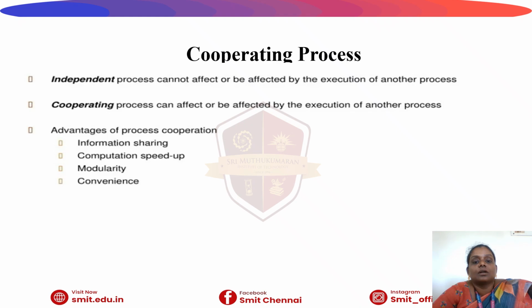Cooperating processes are nothing but processes that work together. A process can be independent or cooperating. An independent process cannot affect or be affected by the execution of another process, and a cooperating process can affect and be affected by the execution of another process. The advantages of process cooperation are information sharing, computation speedup, and modularity and convenience. The real-time example is using the camera in the gallery and Google Maps in GPS. That is a cooperating process.